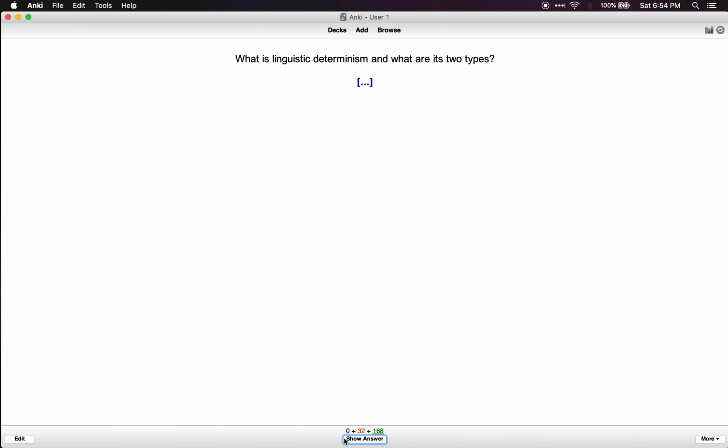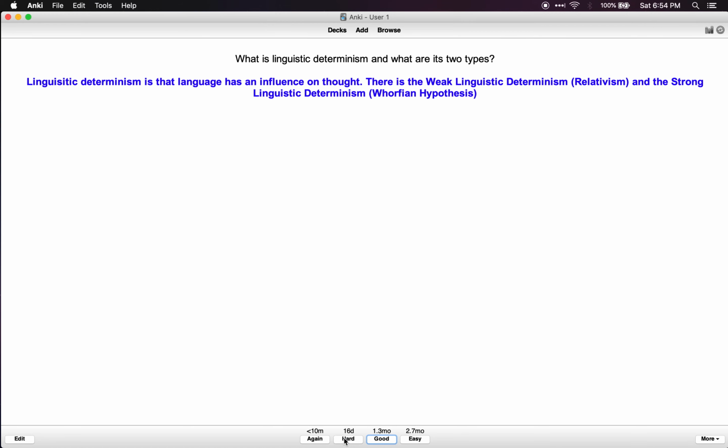What is linguistic determinism? Language dictates thought completely. There is weak linguistic determinism and strong linguistic determinism, which is the Whorfian hypothesis, and there is also linguistic relativism.